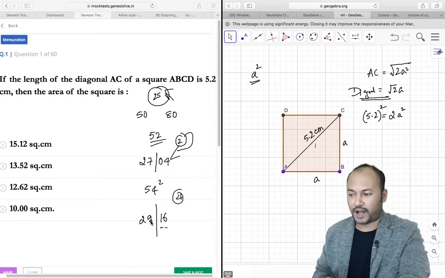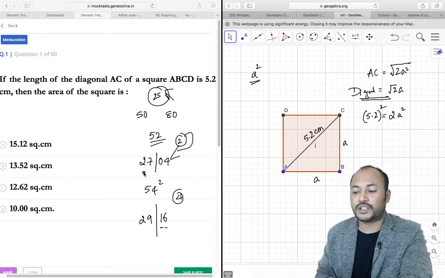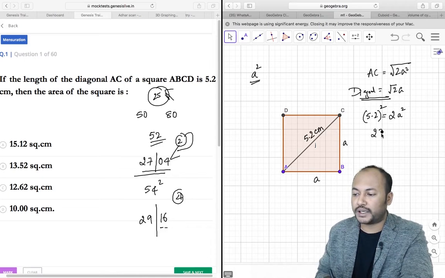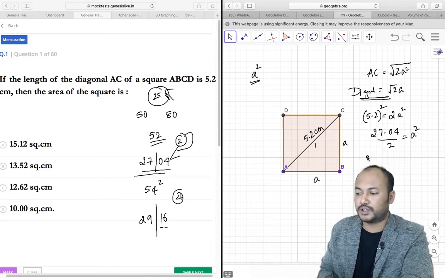Great. So now I know that the square of 52 is 2704. So 5.2 square is going to be 27.04. Divided by 2 is a square. So which will be equal to how much?